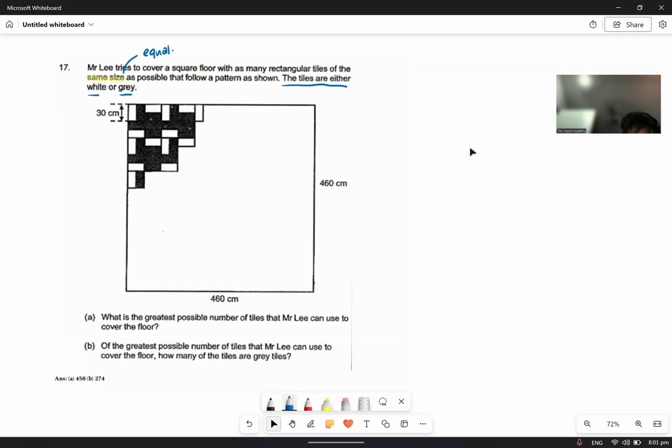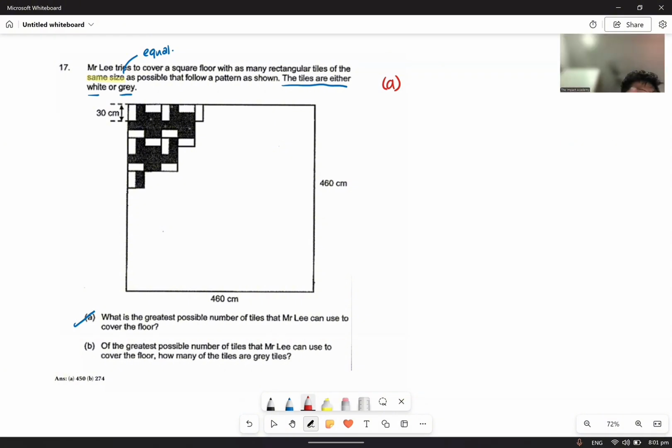Now, let's solve A first, which is something that most can do. A says, what is the greatest possible number of tiles that Mr. Lee can use to cover the floor? Now, if you're wondering why it is greatest possible, it is because it will not fit exactly. There will be some that are not of the pattern, so it will not fit exactly.